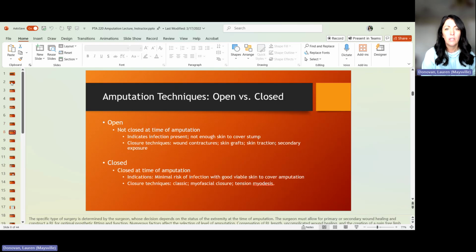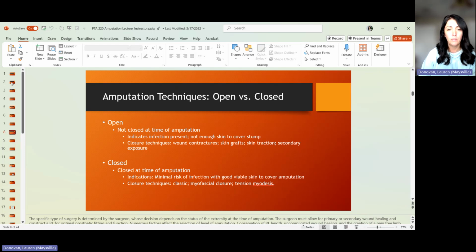Now, there are different amputation techniques, and this is postoperatively. Do they keep the incision open at the time or is it closed? If they left the incision open, it may indicate there's not enough skin to cover over the stump, or that there's possibly an infection present and they're trying to treat the wound from inside out. There are different closure techniques, and they could also be because of wound contractures, skin grafts, or skin traction, secondary exposure. So there are several things that could be in relation to those.